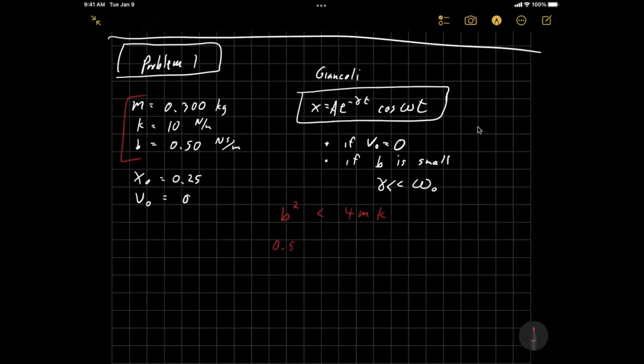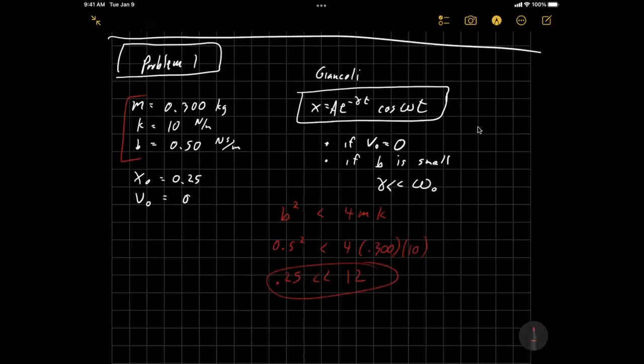If I take 0.5 squared, and I take 4 times 0.300 times 10, the right-hand side is 40 times 0.3, that's 12, and this is going to be 0.25. So in fact, we can say it's not just less than, it's much less than. So b squared is much less than 4mk. Therefore, our assumptions for the Guy and Colley solution are going to be pretty good. It should give us a very good answer, even though it's not going to be exactly right.